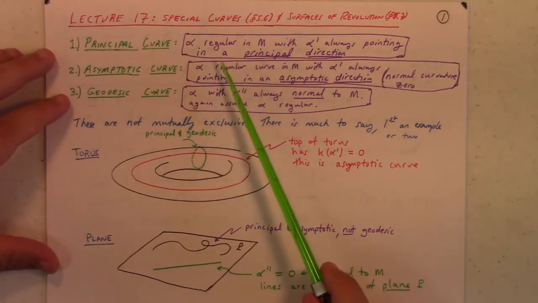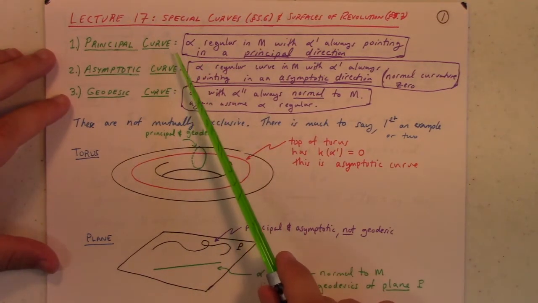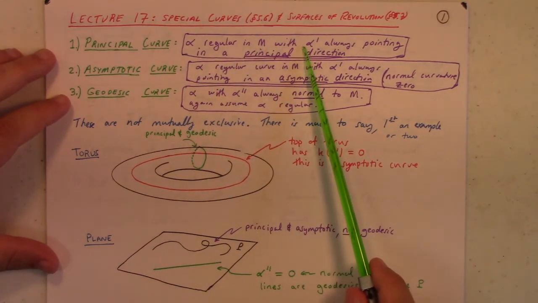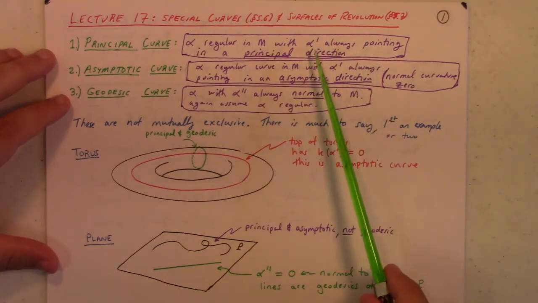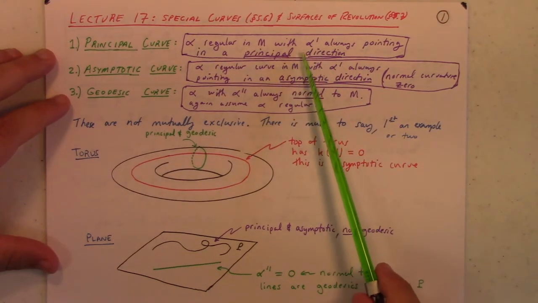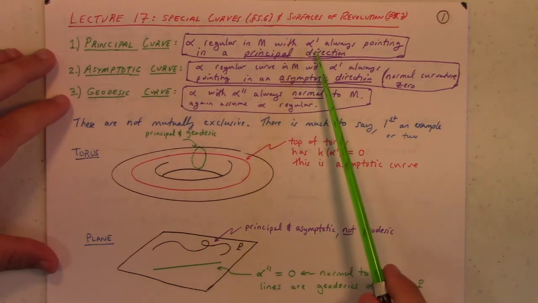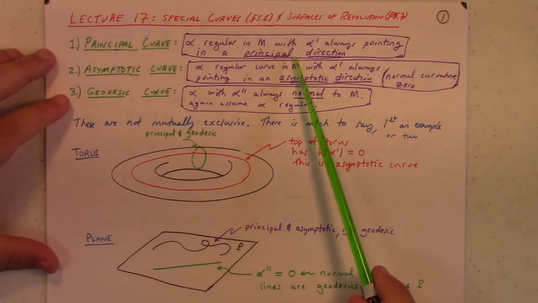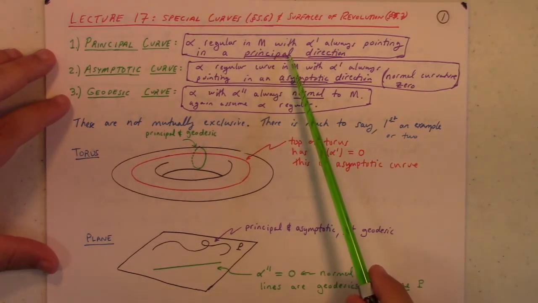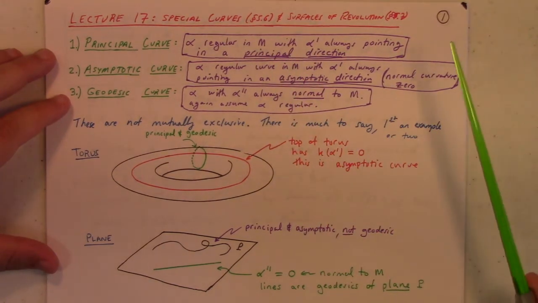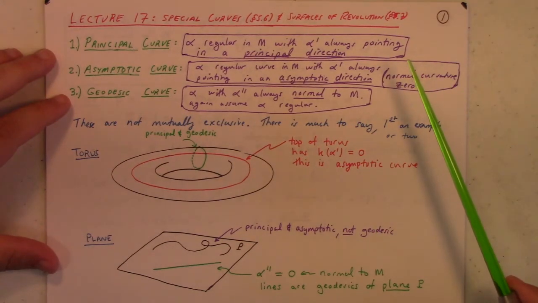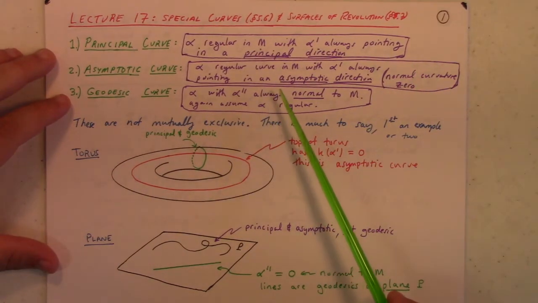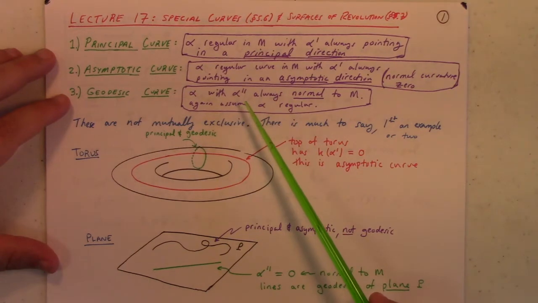Anyway, a curve is principal. What that means is that the velocity to the curve is always pointing in a principal direction. Remember, principal directions are those directions which line up along the eigenvectors of the shape operator. All right, so those are directions at a particular point in the surface where the normal curvature is extreme, minimized or maximized.